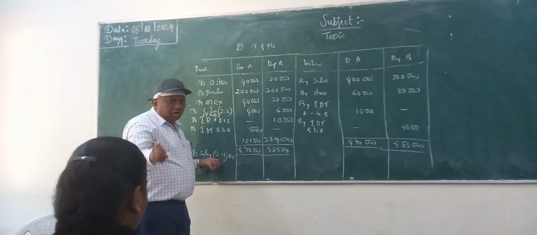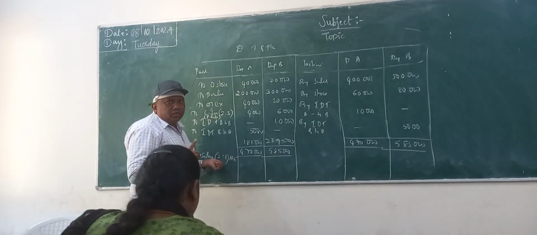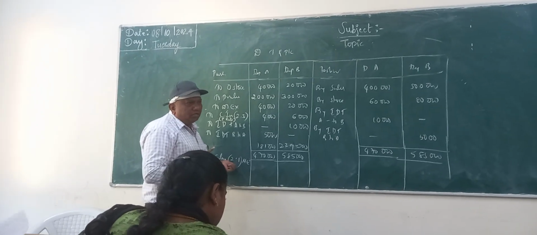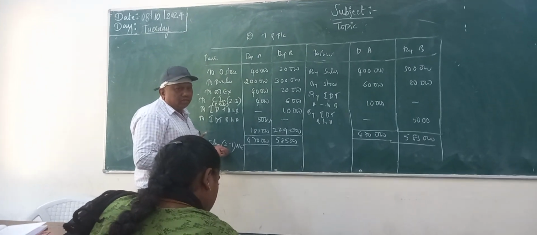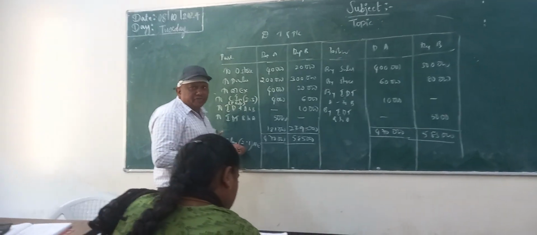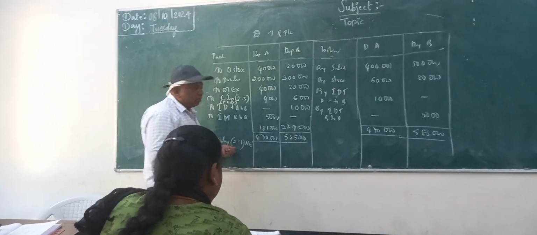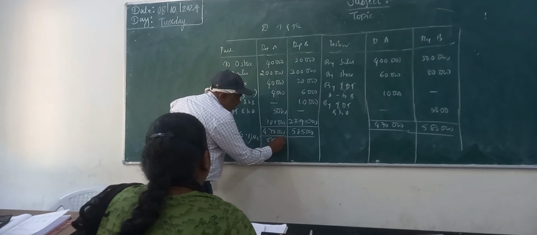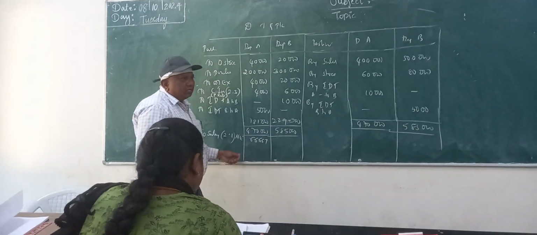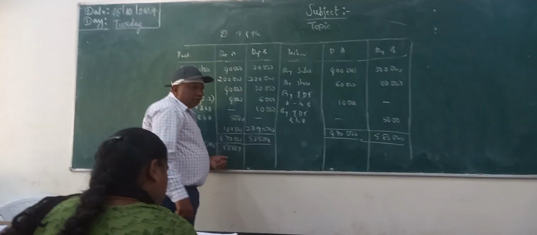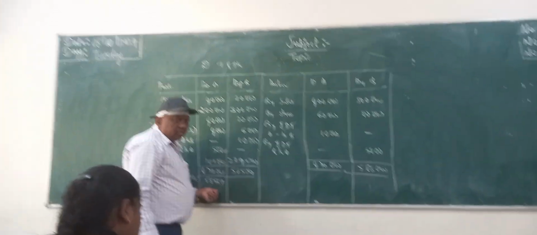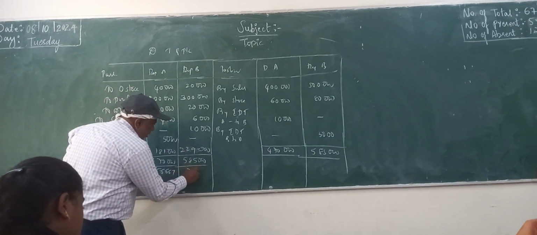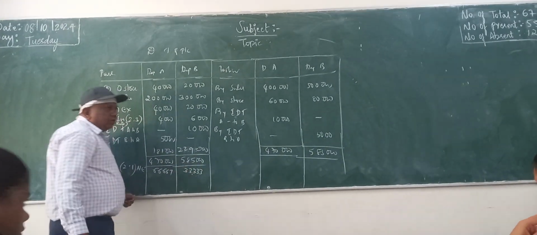2 by 3 into total amount. 66,000. Remaining, total amount 1 lakh is one. Yes, sir. Total 1 lakh. 33,333. Correct, right?